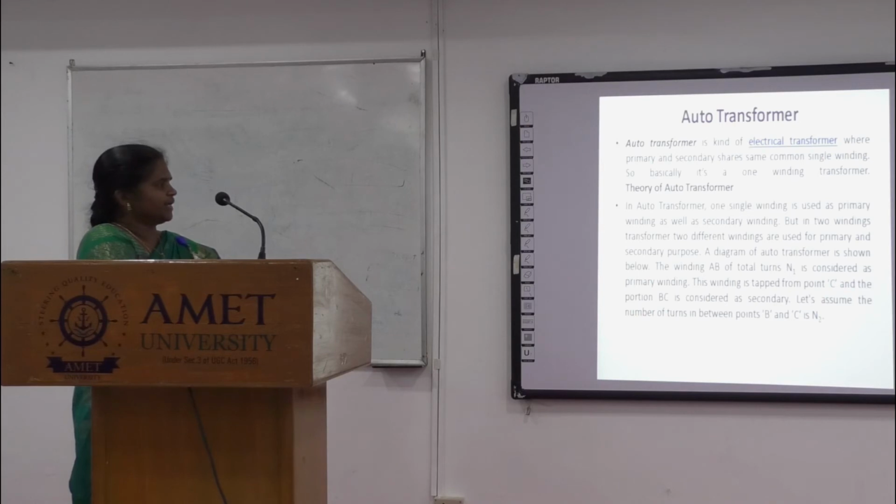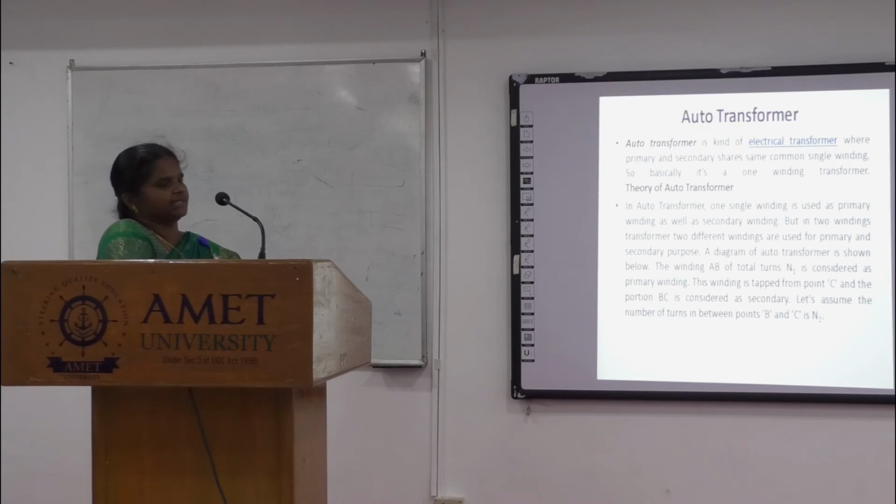The theory of the auto transformer is that one single winding is used as the primary winding as well as the secondary winding. We can compare this with the two-winding transformer. In a two-winding transformer, we have two separate windings, called the primary winding and the secondary winding. But in an auto transformer, only one winding is there. That winding acts as the primary, and a portion of that winding acts as the secondary. The diagram is shown in the next slide.